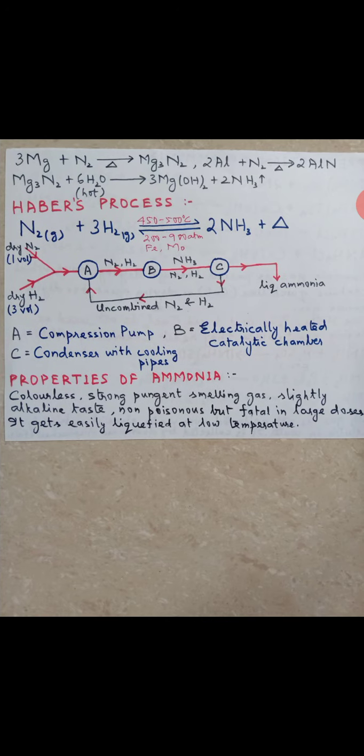Mg3N2 when it reacts with water, you can see the reaction: Mg3N2 plus 6H2O gives magnesium hydroxide, Mg(OH)2, twice plus ammonia gas is produced. You can take calcium nitride also, you can take aluminium nitride also. AlN will react with water to give Al(OH)3 plus ammonia gas being produced. Got it? In this way.